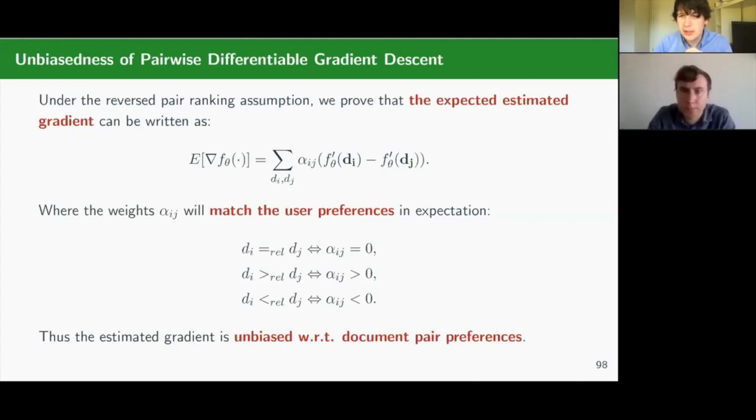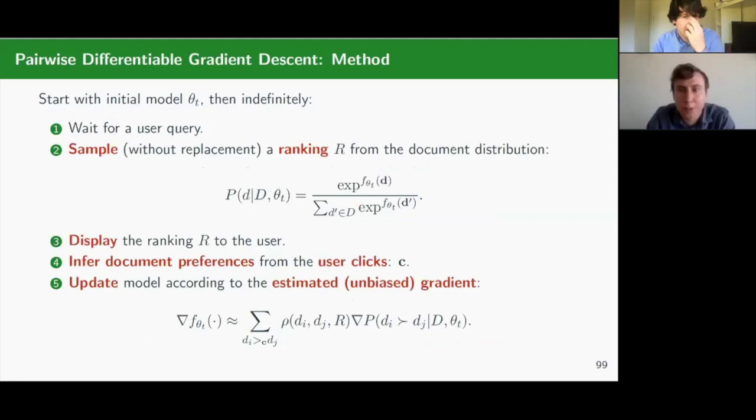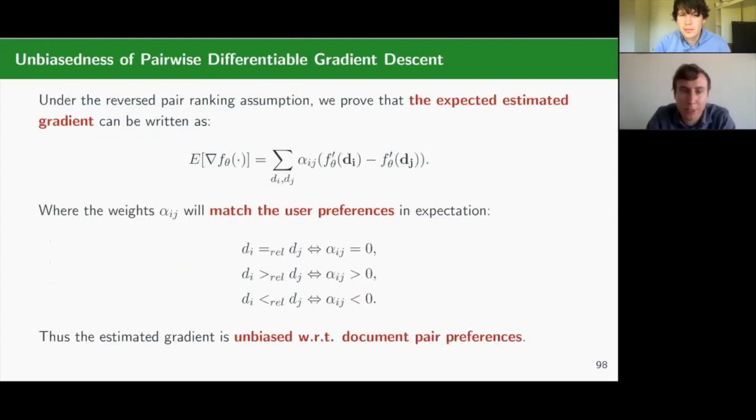Did you want to ask me a question about that? No. All right, I thought you unmuted. I thought so. This is not what we've seen before. It's a different form of unbiasedness. Right. So it's not about specifically the examination bias or position bias, but it's unbiased in the sense that you're going to get the right document pair preference. Is that correct? Yeah, right.